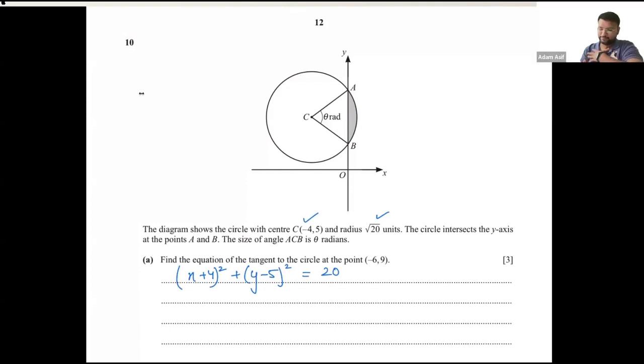Why can't we just find the gradient of C and this point that they've given us, and then negative reciprocate it and use these points? Yes, yes, that's correct. Very good.